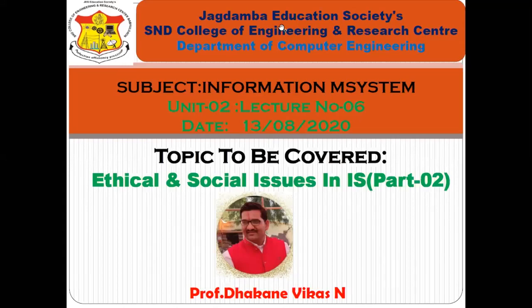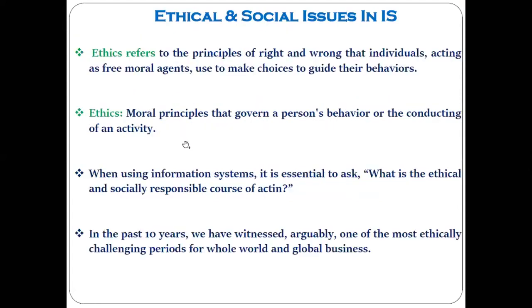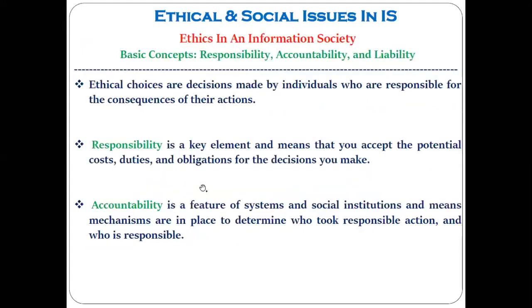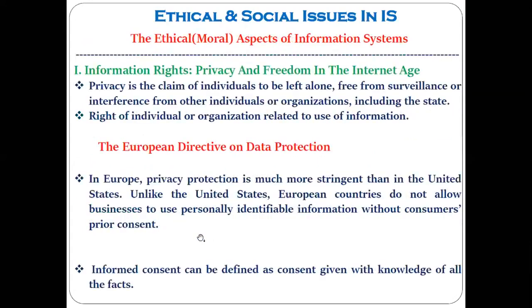From yesterday we are discussing ethical issues. We still have to come to the social issues. First we'll finish the ethical issues and then we'll see the social issues. We have seen for which different reasons these ethical issues are coming: the changes in technology are happening so fast. Then we saw the concept of ethics with examples. Then we saw some basic elements in the ethics of information systems and information technology, like responsibility, accountability, liability, due process, and so on.